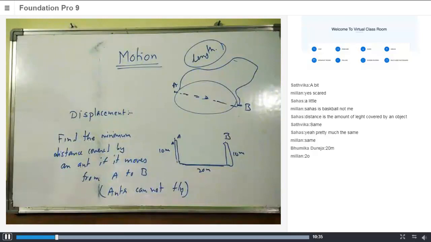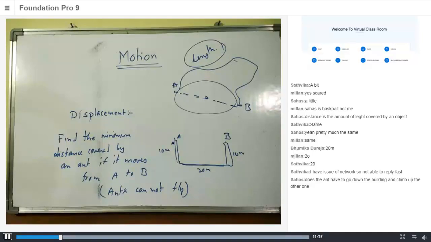Milan is also 20. Sahas, what is your answer? Satvika, Sahas, does the ant have to go down the building and climb to the other one? That's okay, no problem. You can just give me the typed answer. Sahas, that's a good question. Now, is there any other way in which the ant can go from A to B?